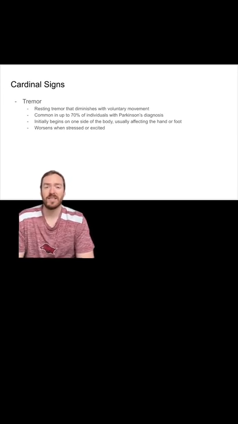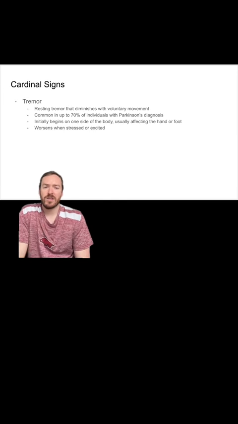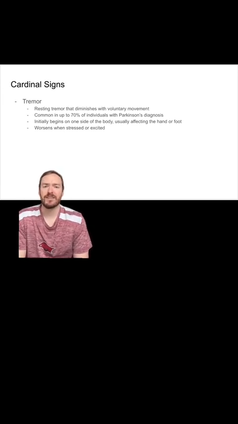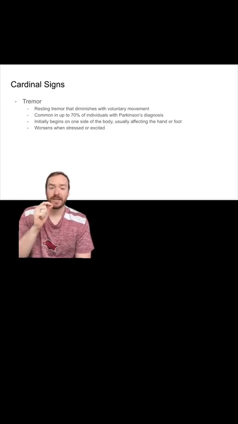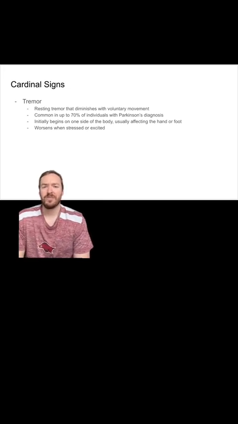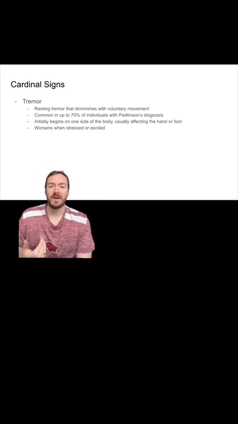So the first one is a resting tremor that diminishes with voluntary movement, and this is common in up to 70% of people with Parkinson's, and in fact up to 70% at the diagnosis of their Parkinson's disease. It initially begins on one side of the body. Medically, we call that unilateral, and it typically starts by affecting the hand or the foot, and this worsens whenever someone is stressed or excited.